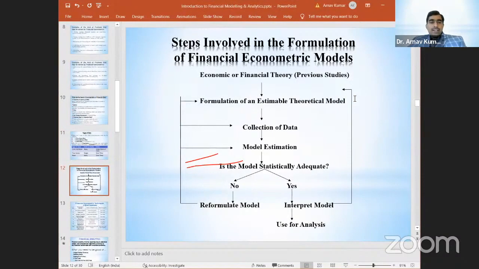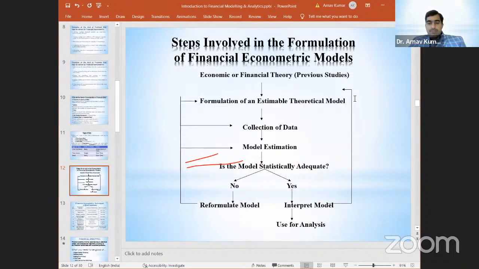Then for developing a standard financial econometric model, we first start from theory. We first start the idea from theory, which comes from our previous literature and body of knowledge in that domain. Based on that, we formulate an estimable theoretical model. The theoretical model should specify what the variables are, and for those variables, we collect data. Then we estimate the model. If the model is statistically adequate, that is, it meets assumptions, then we go on to interpret it and use it for further analysis.